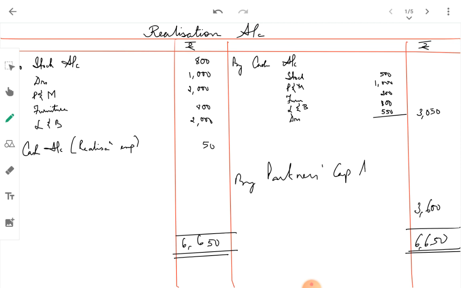capital account. So by partners capital account, A rupees 1,200, B also rupees 1,200, C also rupees 1,200. Why? Because PSR has not been given, right? Profit sharing ratio has not been given. Therefore, we're sharing it equally. We're distributing it equally. So this is the realization account.